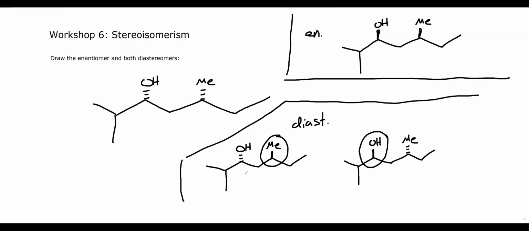Okay, and again, we have two stereocenters on this molecule, 2 raised to the n, that's 2 raised to the 2, 4 possible stereoisomers. We can have a pair of enantiomers and then 2 diastereomers. If we had 3 or more stereocenters, we would have more diastereomers that we could draw.